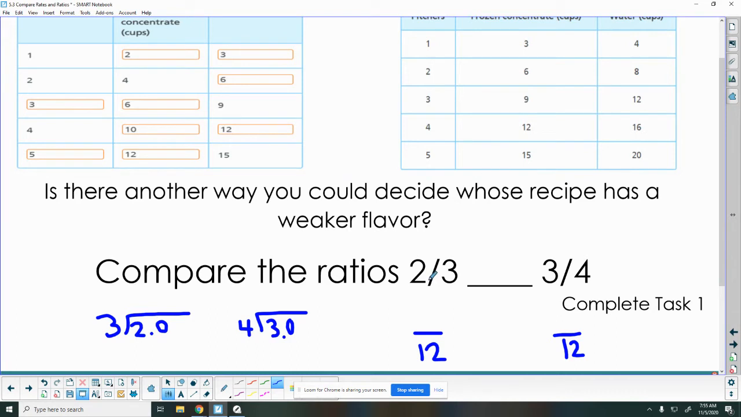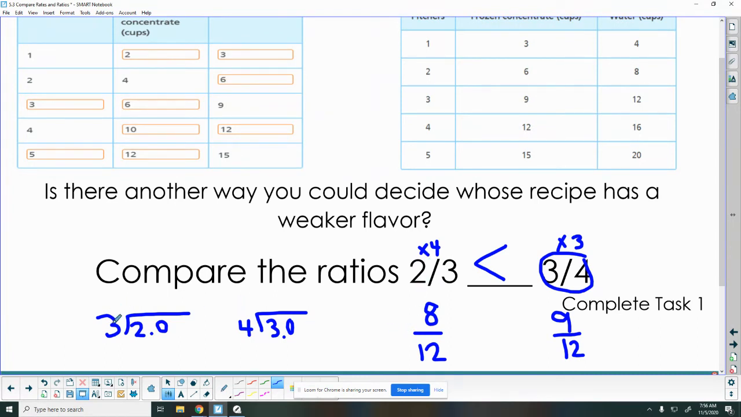So let's look at the decimal or the fractions here. To get from 3 to 12 is times by 4. So 2 times 4 is 8. Remember, whatever we do to the bottom, we have to do to the top. To get from 4 to 12 is times by 3. So 3 times 3 is 9. So 9 is greater than 8. So this is saying hers has a stronger flavor because it's bigger on the orange juice. Hers has a weaker orange juice flavor.